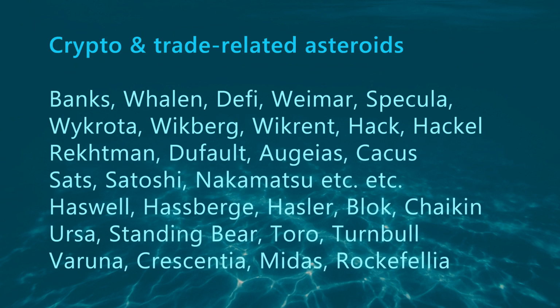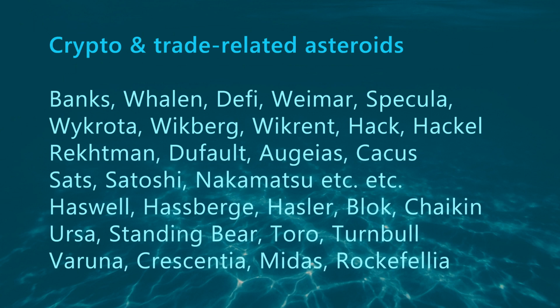Then some more general ones. Ursa and standing bear is related a little bit to the concept of a bear market. Not very strong, but a little bit. A Toro is generally a very potent asteroid, and it can be a bull market significator. Turn bull is a bit ambiguous. I mean, it might indicate a swing, or a swing in a bullish direction. That should be what it signifies, but you have to be careful with these.